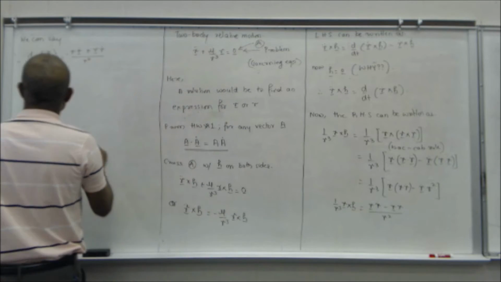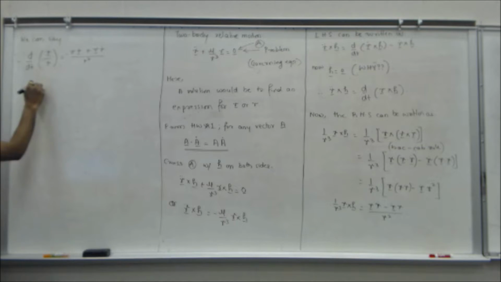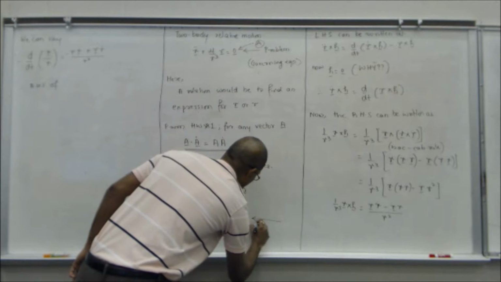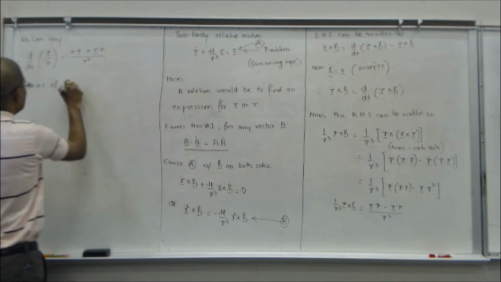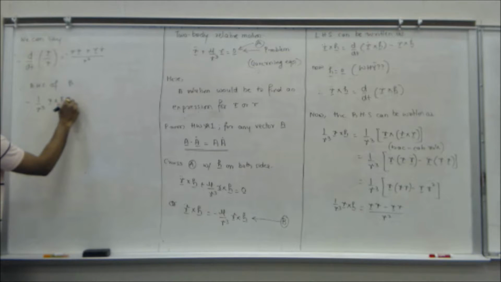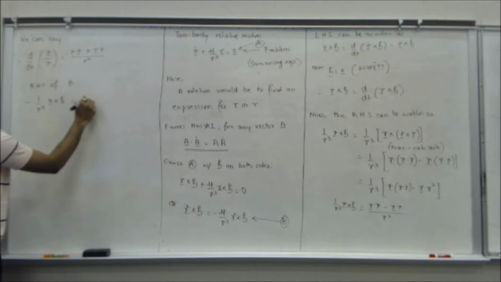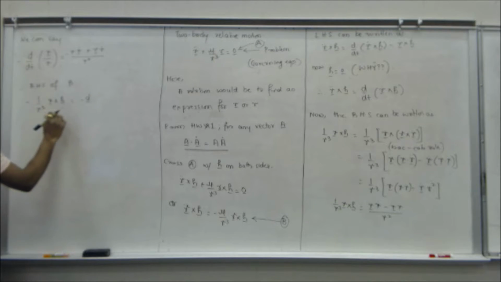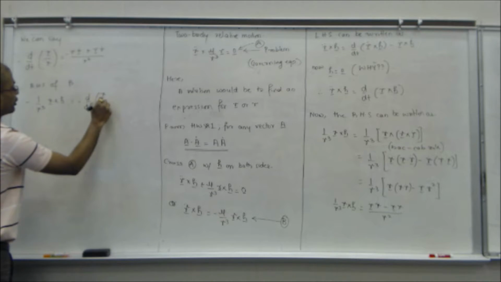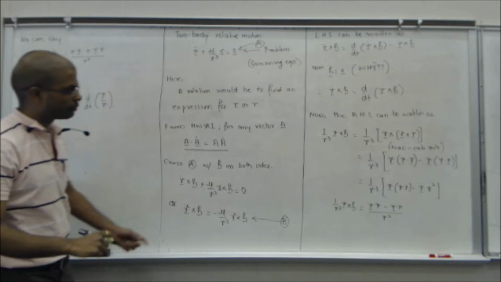So you can say, therefore, right hand side of, let's call this B. Right hand side of B minus 1 over R cube, vector R cross H, is equal to minus d over dt of R over R. Did we start with a minus for this? No.